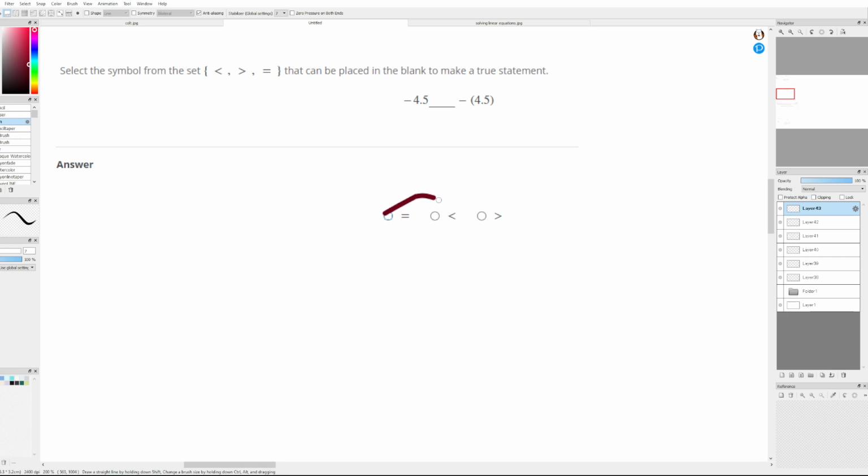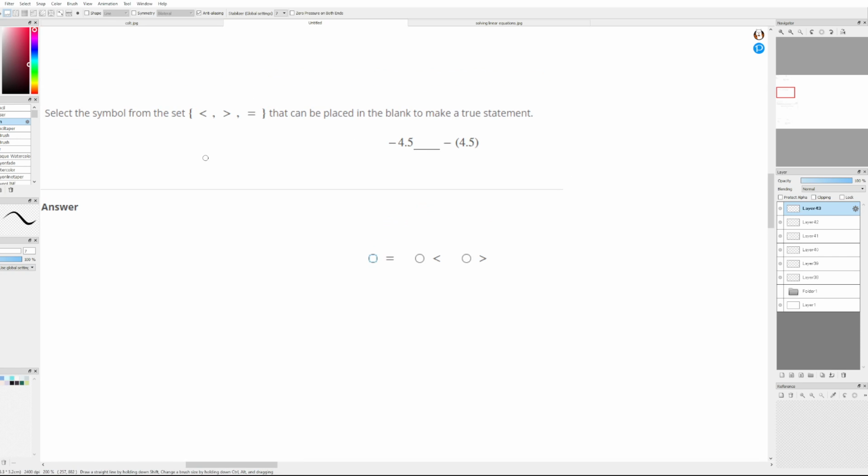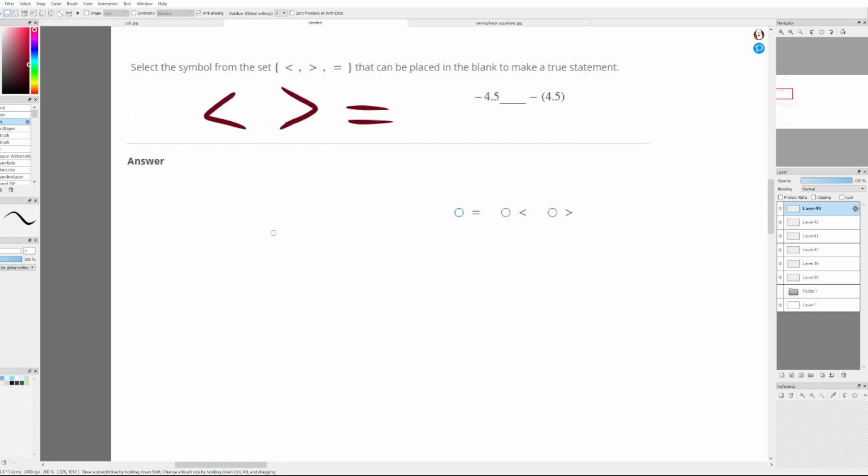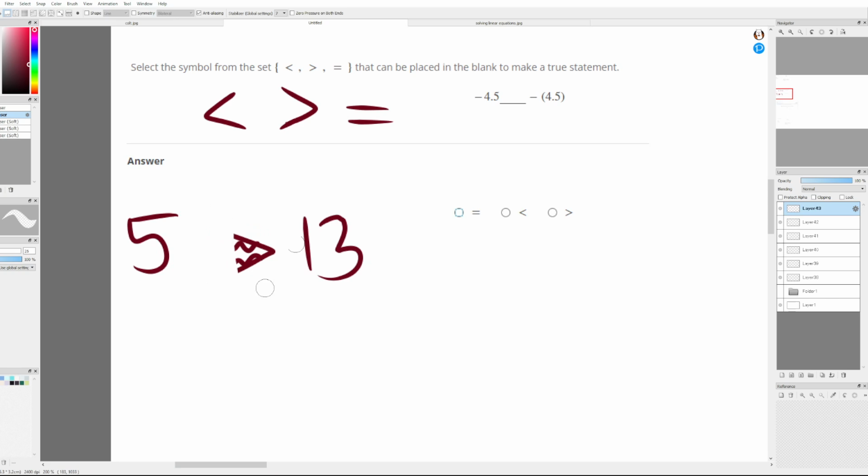Okay, the next question is about truth statements, like operators. We have the less than, greater than, and equal sign. A way that I like to remember is that things that are bigger have the alligator mouth pointed towards them. So 5 is going to be bigger than 3. It doesn't want the smaller meal, it wants the bigger meal. But if it was 5 and 13, the alligator would be like, whoa, look at that, I want a 13 instead of a 5, because it wants to be fed more.